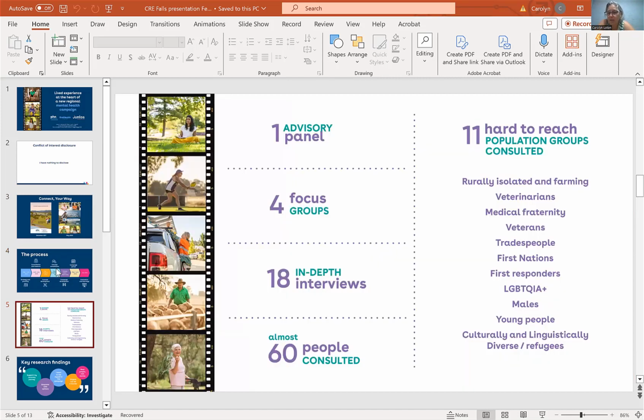In terms of who we consulted with, we talked to a lot of people, and it was important to get to hard to reach communities. So we had a specific focus on them, and you've got some examples there on the right-hand side: rurally isolated communities, veterinarians, tradespeople, First Nations people, LGBTIQ community, and so on.